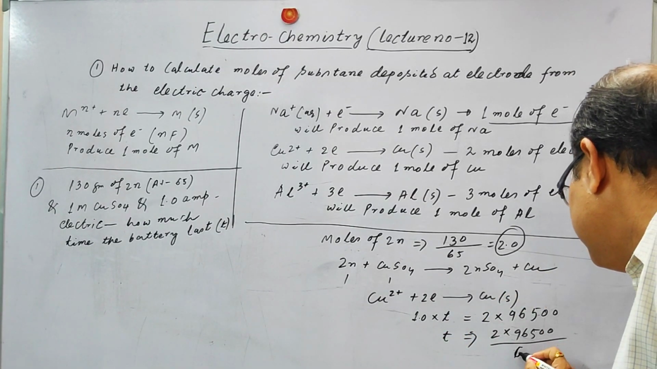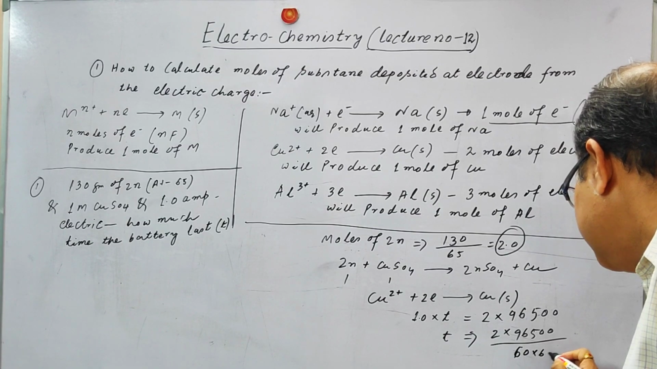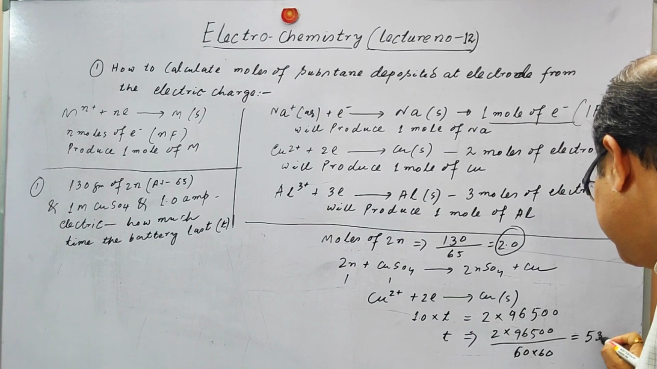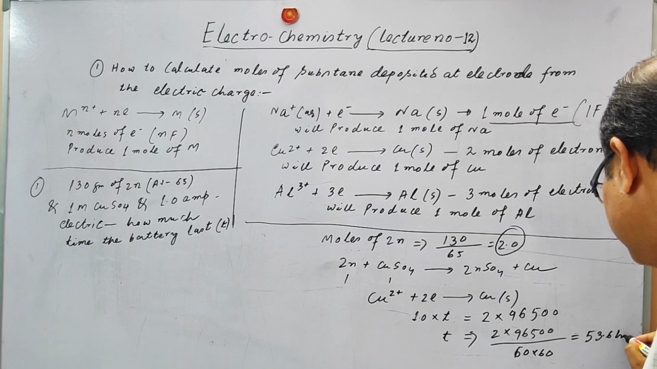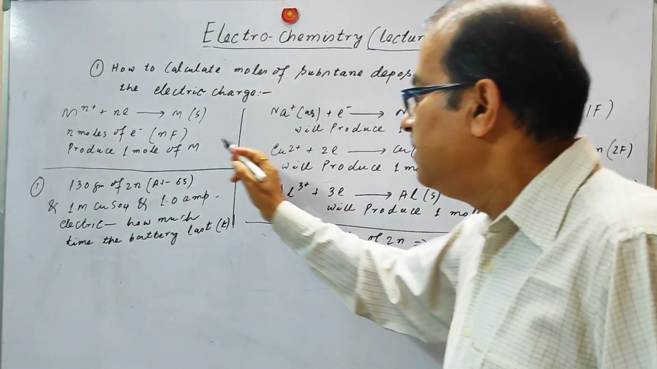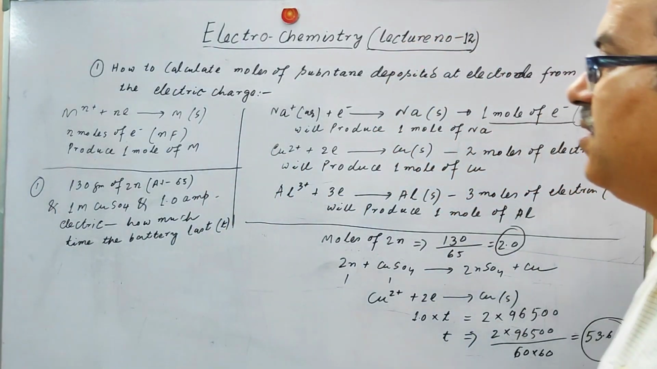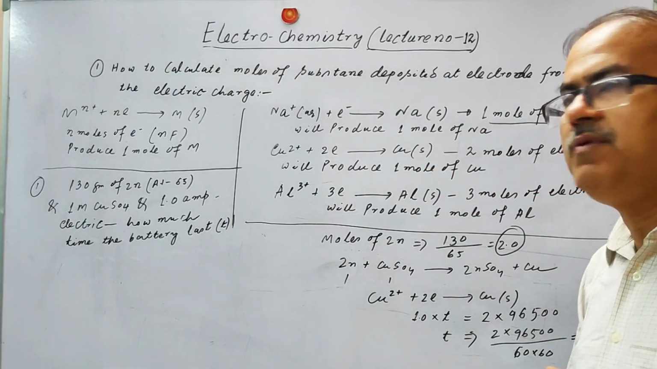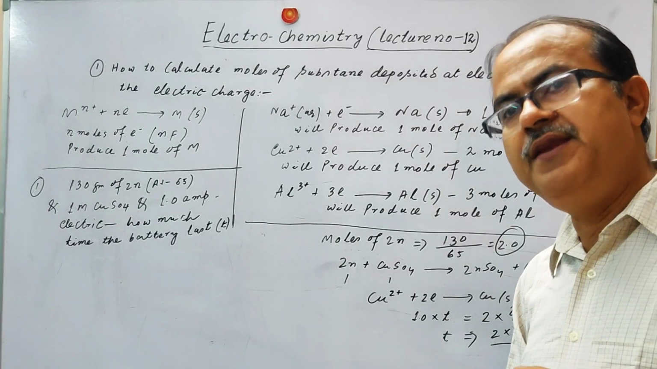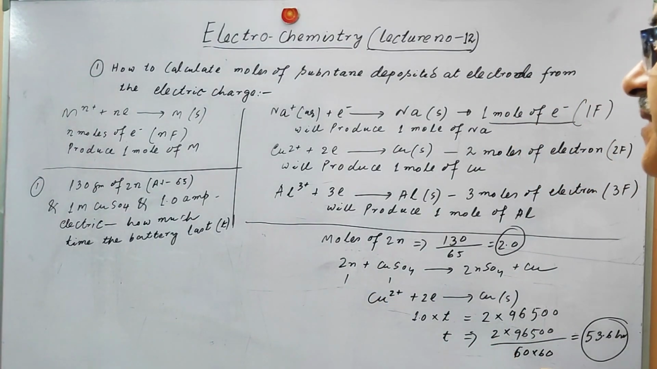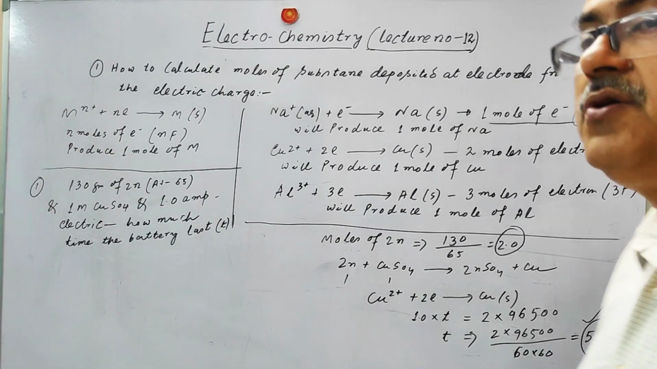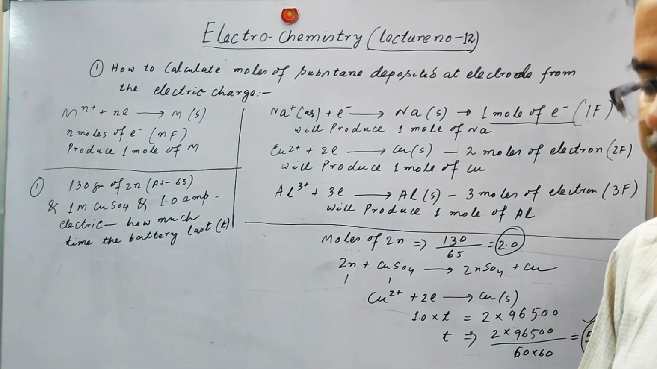If we convert it into hours, it comes to around 53.6 hours. This will be the answer. So in this cell, where you see 130 grams of zinc and 1 mole of copper sulfate, producing 1 ampere current, you will find it will last for 53.6 hours.